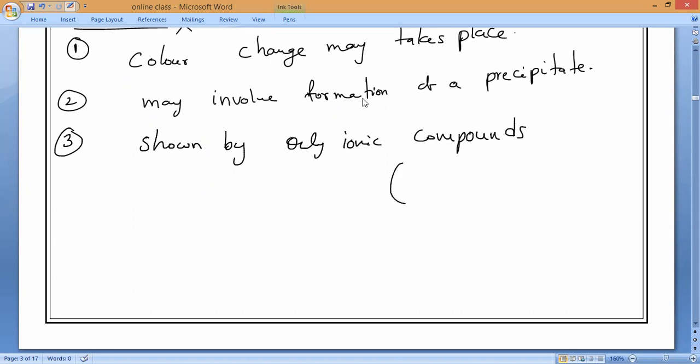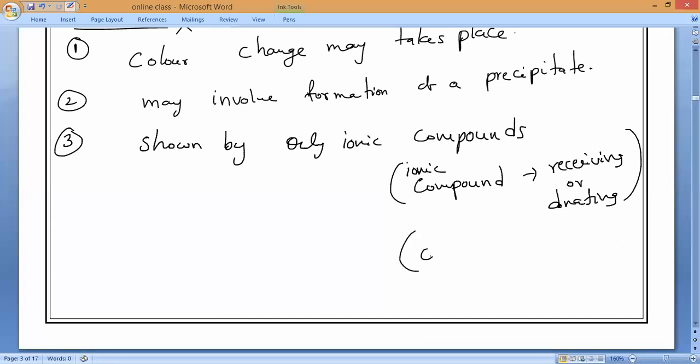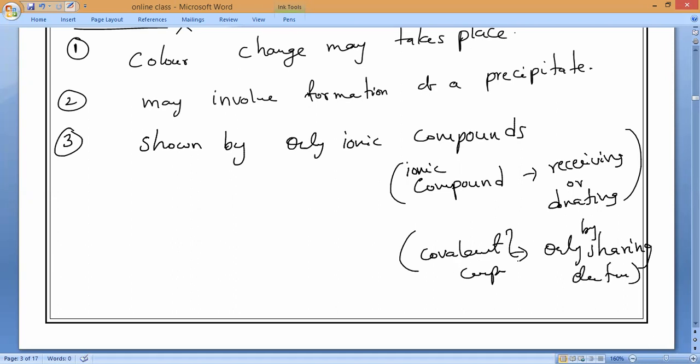I already taught you. Ionic compounds means compounds formed only by donating or receiving electrons. Do you understand, everybody? Receiving or donating electrons is called ionic compounds. Is it okay, guys? Now, what are covalent compounds? Only by sharing electrons is called covalent compounds. Okay, that is what you have to remember.